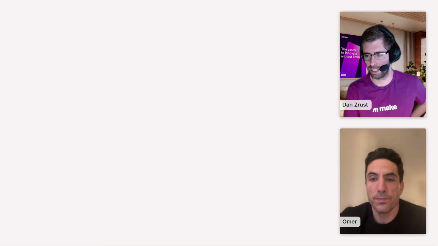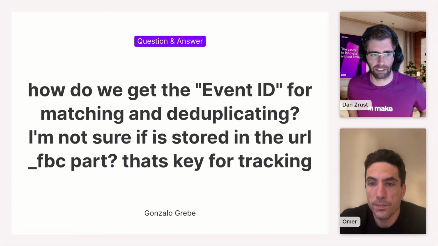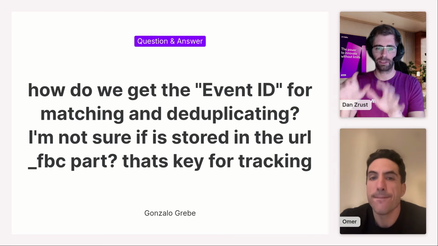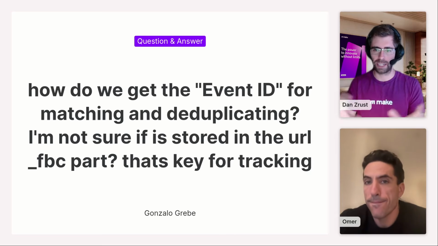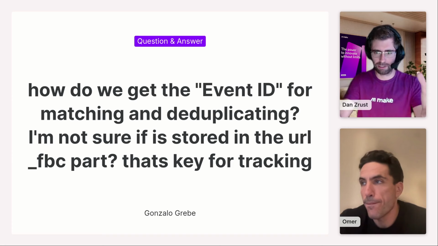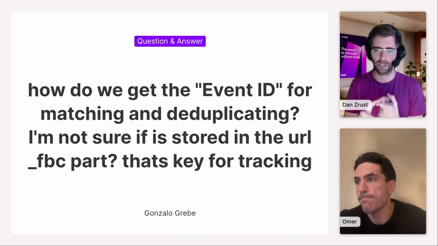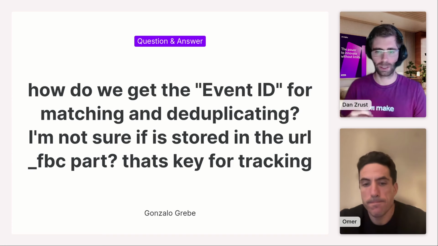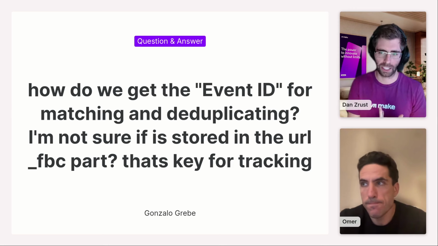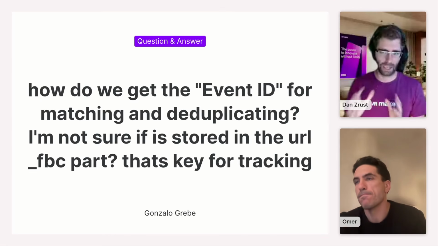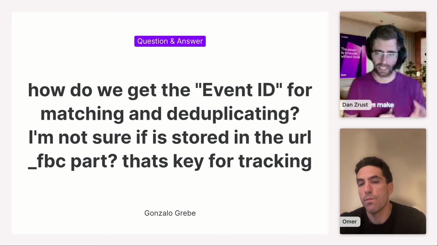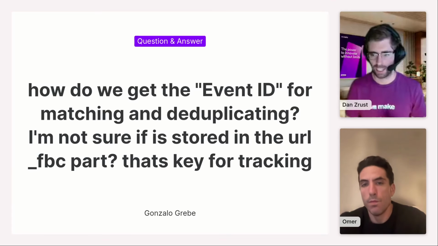Okay, and a few more. How do we get the event ID for matching and deduplicating? I'm not sure if it's stored in the URL FBC part or what. Well, the answer is simple. You are providing whatever ID you want. It doesn't have to be anything which you collect from Meta's interaction. It can be the order ID. It can be, I don't know, the phone number if people make just one-time purchases. It can be any sort of ID which you think is good enough for deduplication, right? So this is important to understand. This is not something which is going to come from Meta. This is something which you set yourself.